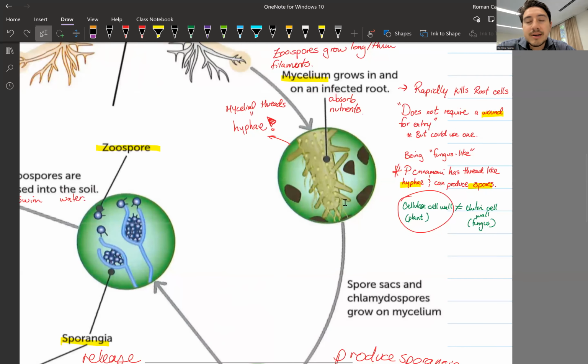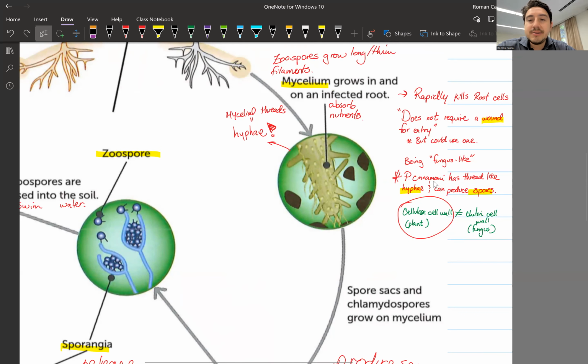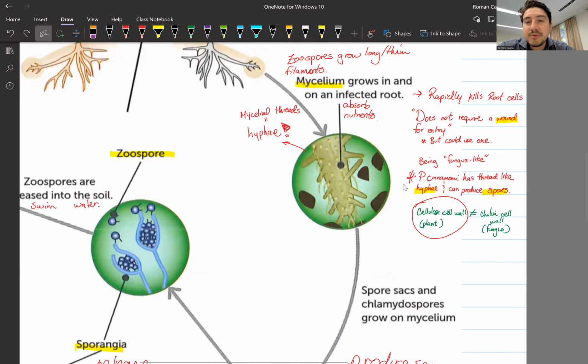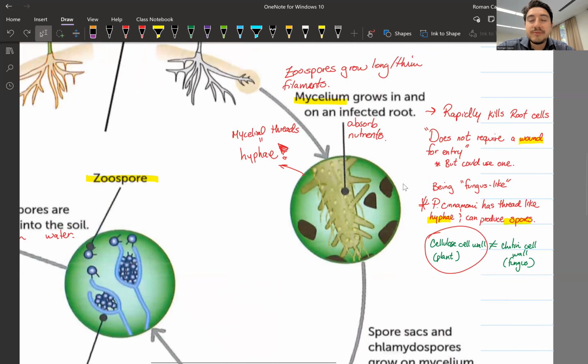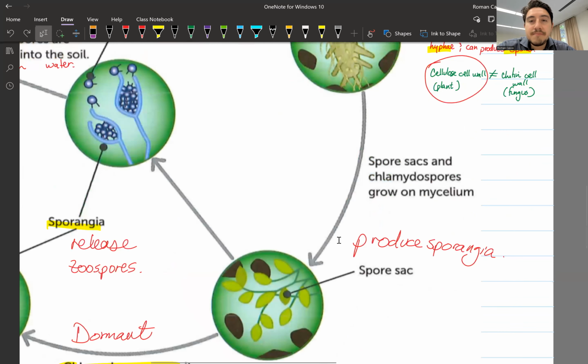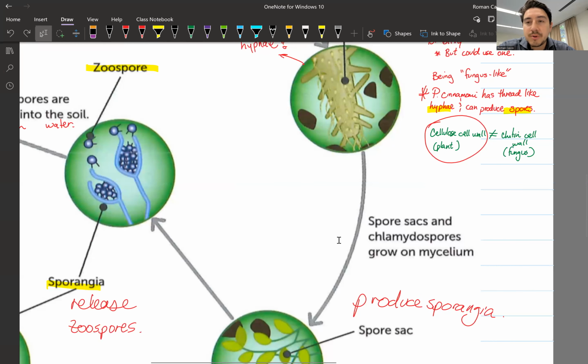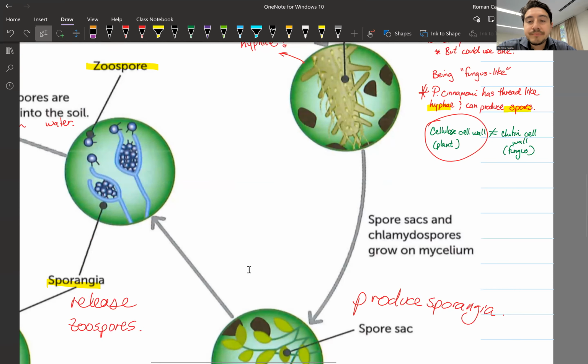So again, like I mentioned before, being fungus-like, P. cinnamomi is thread-like, and it can produce hypha and spores. The only difference here is that, remember, for fungus you have a cell wall that is made up of chitin, whereas in this case you have a cell wall that is made up of cellulose. So it has some similarities with plants. Nevertheless, you have this infection on the surface of roots, and as it produces these zoospores and they're maturing, you're having some spores that are being produced.